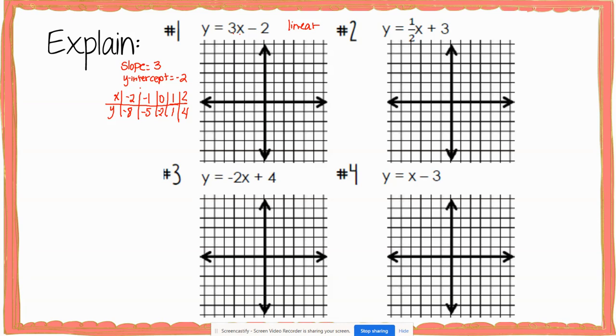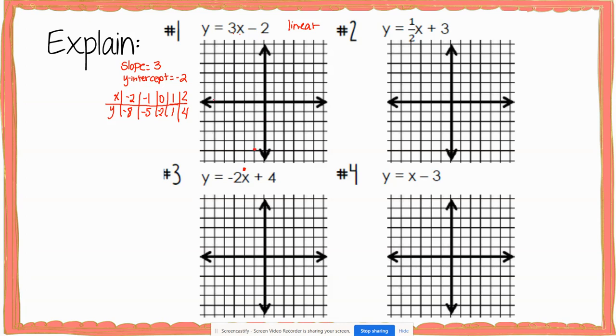So my first set of values is that x is negative 2 and y is negative 8. If x is negative 2, I would move 2 left on my x-axis and then down 8. If I move down 8 on this one, I notice that I have to go off of my coordinate plane a little bit. When x is negative 1, y is negative 5. So I would go left 1 for negative 1 for x, and then down 5.